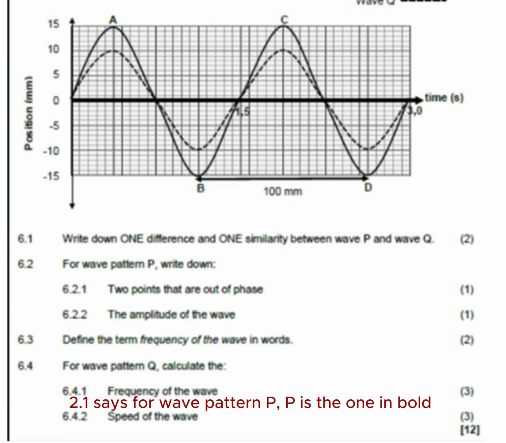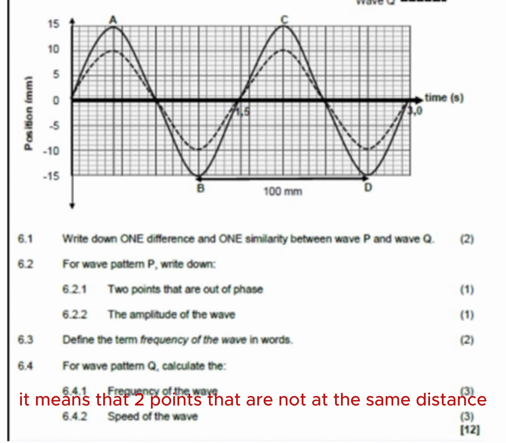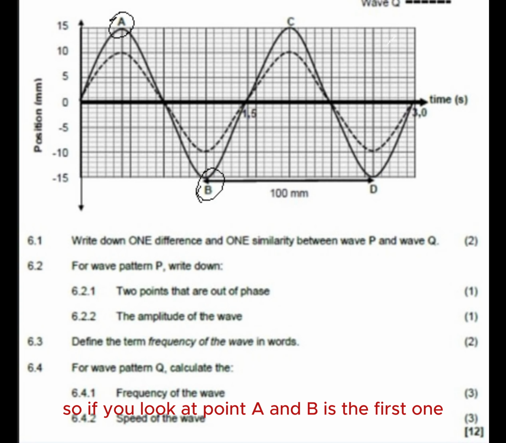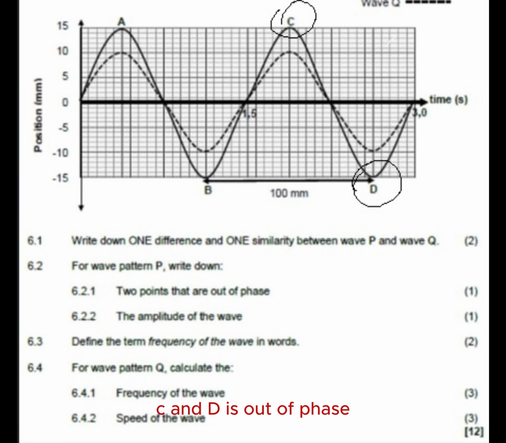6.2.1 says for wave pattern P, P is the one that is in bold that we are looking at, where we've got those points A, B, C, and D. It says now write down 2 points that are out of phase. So you must understand this word, out of phase. What does it mean? It means 2 points that are not at the same distance, that are not doing the same thing at the same time. So if you look at A and B, it's the first one. Let's look at C and D. It's also out of phase.